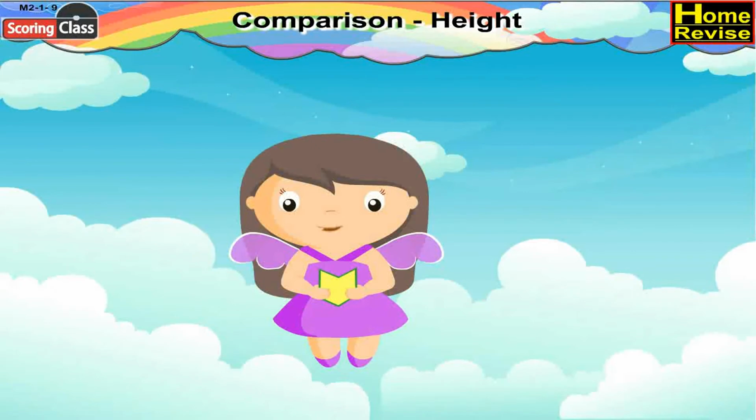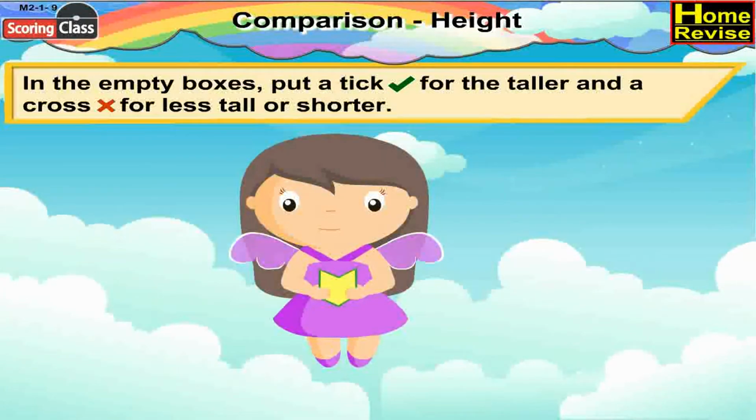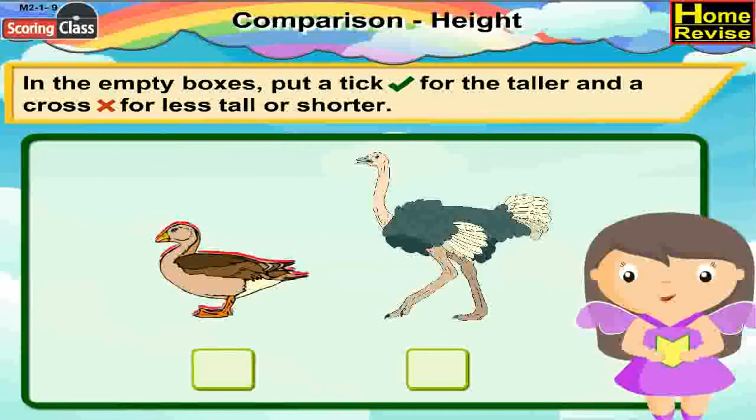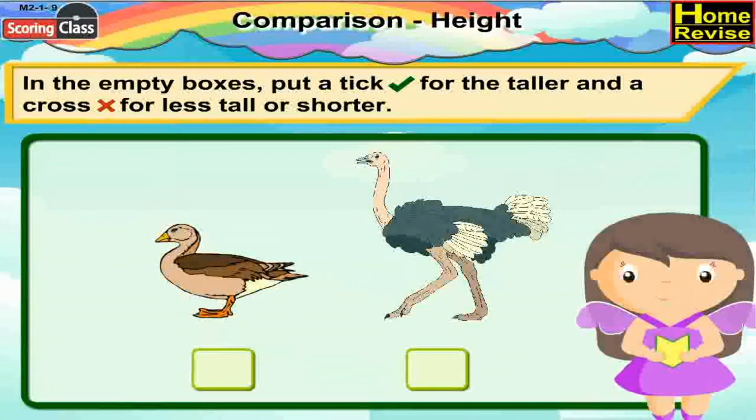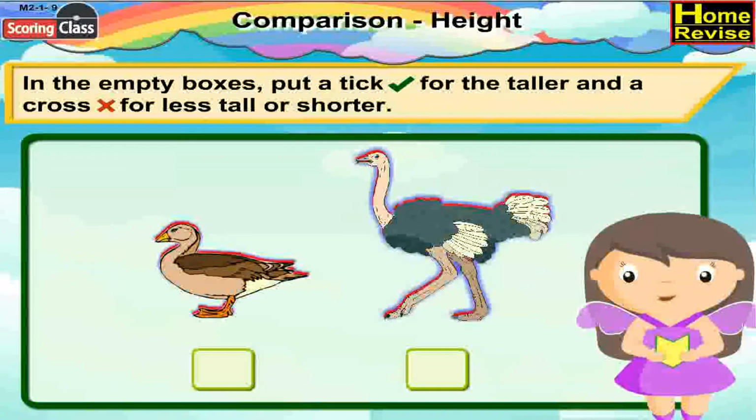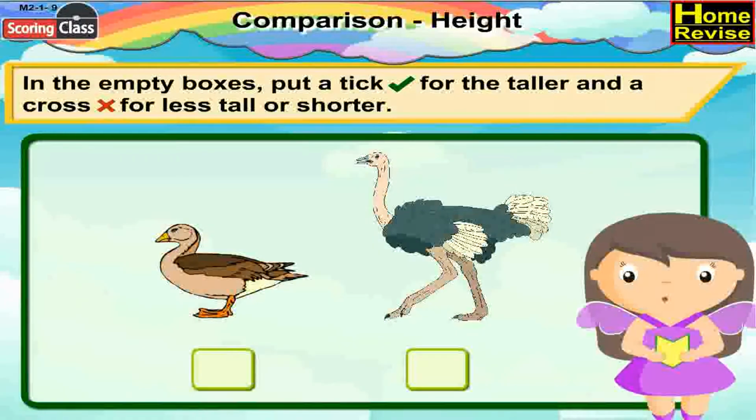Now here is a question for you. In the empty boxes, put a tick for taller and a cross for less tall or shorter. In the first picture, you can see a duck and an ostrich. Well, you know it that a duck is less tall or short. An ostrich is taller or tall. So, put a cross in the box in front of the duck and put a tick in the box in front of the ostrich.